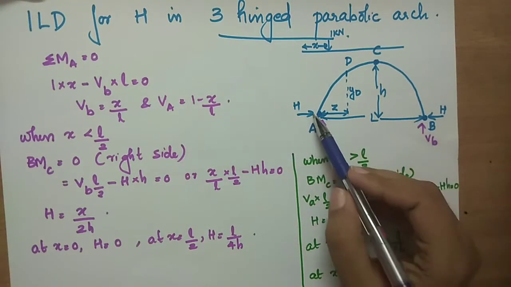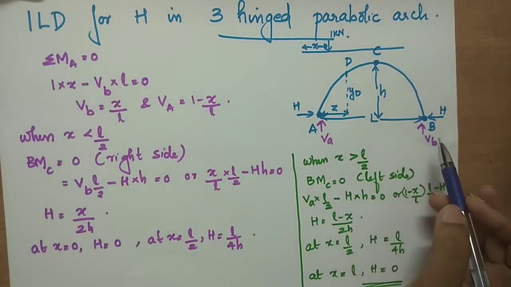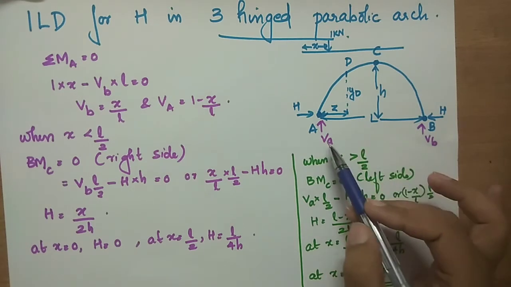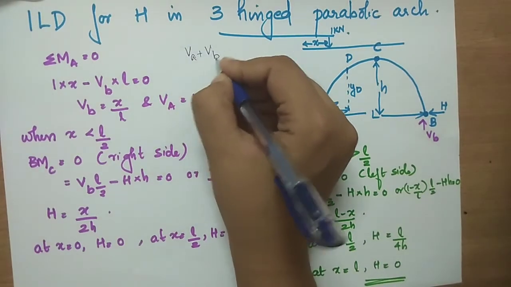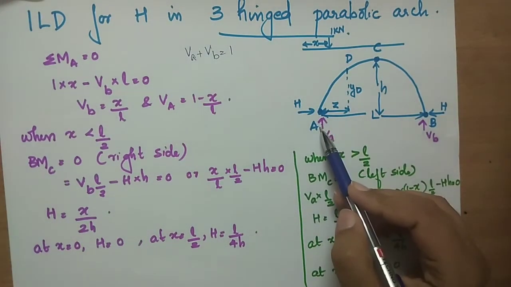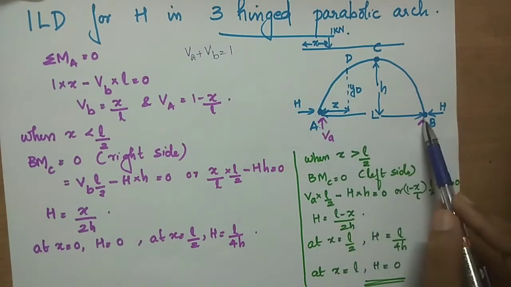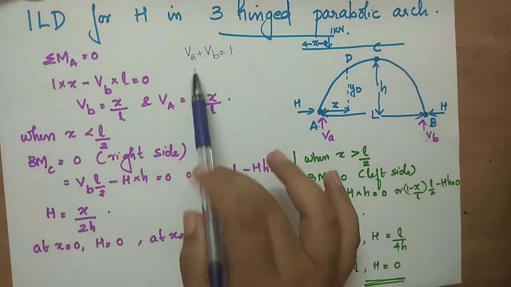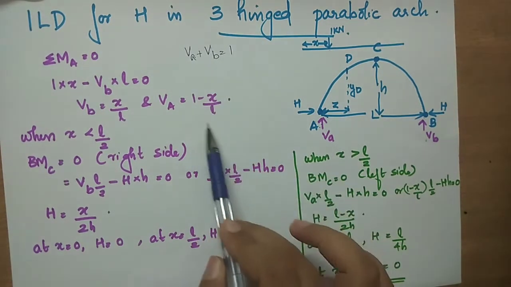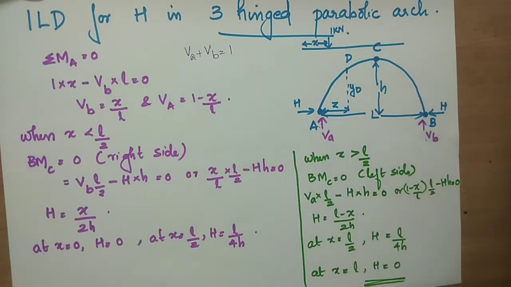To draw the ILD for horizontal thrust, first we have to find out VA and VB. For that, we know VA plus VB is equal to 1. On taking moment about A, that is 1 into x minus VB into L is equal to 0, from which we get VB as x by L. If we get VB, we can find out VA as 1 minus VB, that is 1 minus x by L. So by now, we got the value of VA and VB.